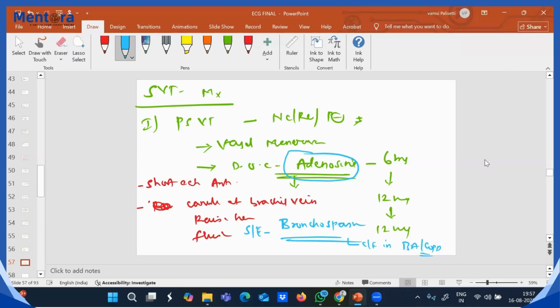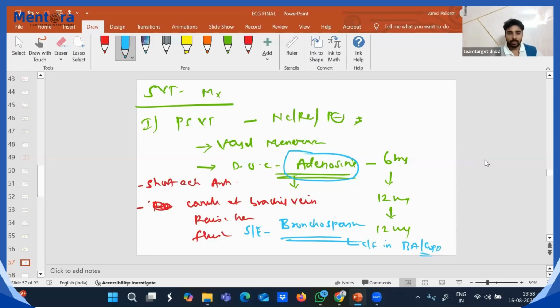Sir, vagal maneuvers, can you once summarize? Initially, whenever a PSVT patient has come, what you have to do clinically is a vagal maneuver. Just one thumb at the carotid artery, and do a slight massage like this. You should not do both simultaneously, only one side. If it is working out, it's very good. If it's not working out, you have to go for drug therapy. In most cases, it won't work out. Very lucky people, it will work out.